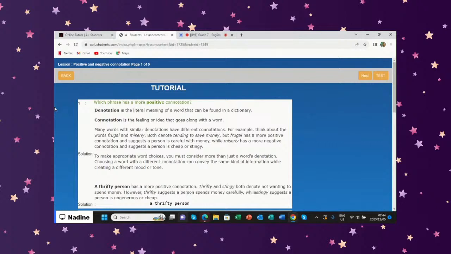If we look at these two words, frugal is a more positive word, or has a positive connotation, and miserly is a more negative connotation. Because miserly suggests that someone is cheap, someone is stingy, whereas frugal suggests that someone is more careful with their money.